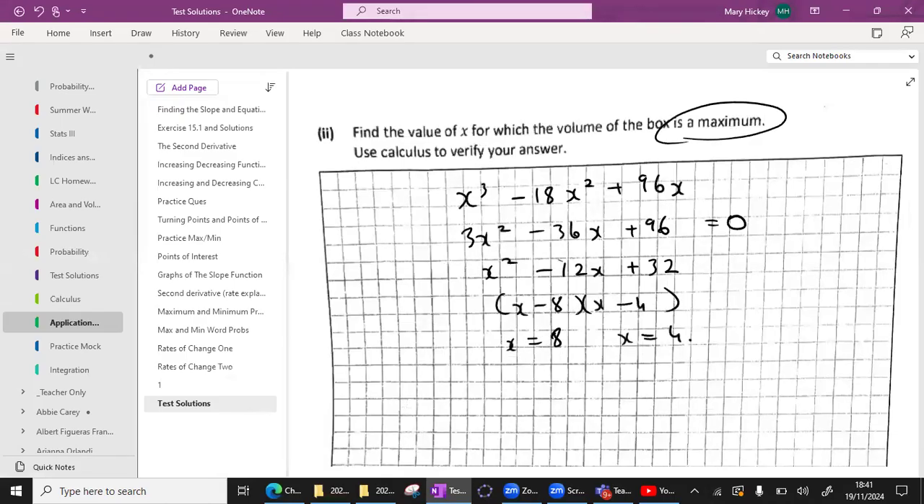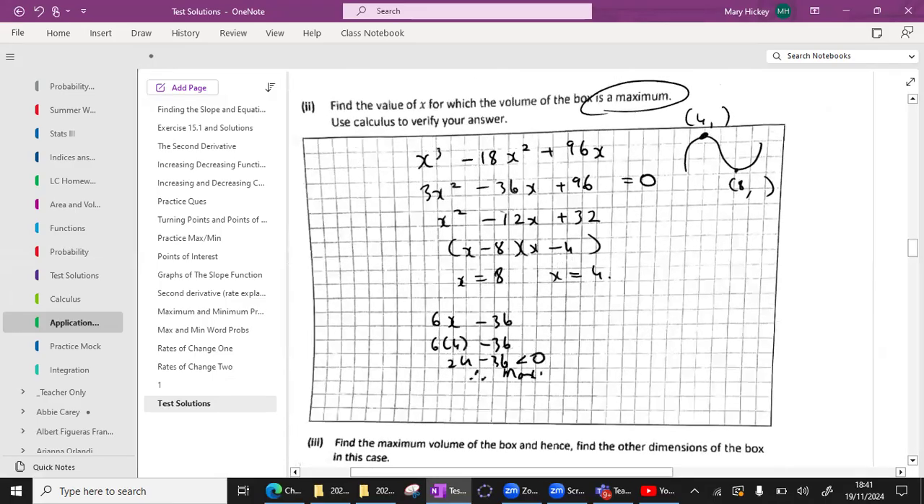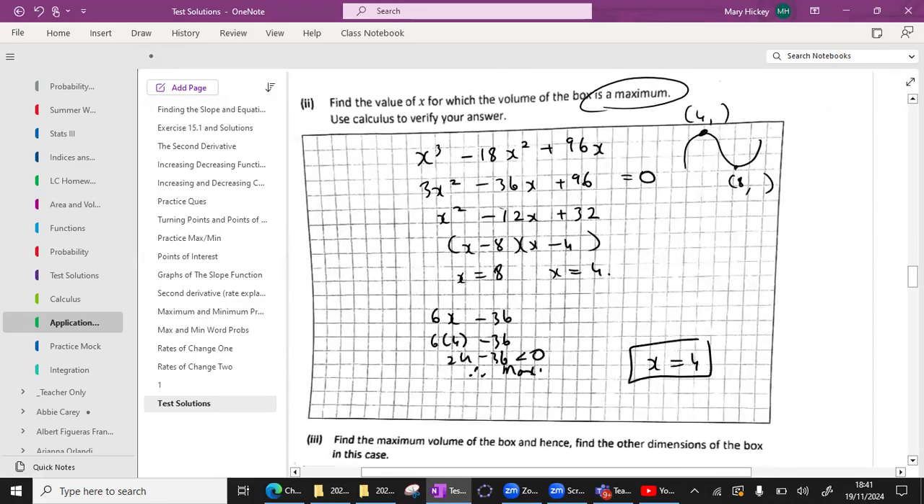Now, how do I know which one's max or min? Well, I know this is a positive cubic, so max should be in that first position. So it should be the 4. Now, if I want to check it, of course, I can just do my second derivative, 6x minus 36, pop in the 4, and I get 24 minus 36, which is less than 0. Therefore, it definitely is max. So x is 4 for maximum value.